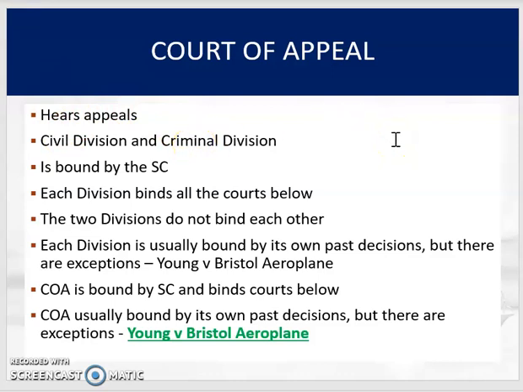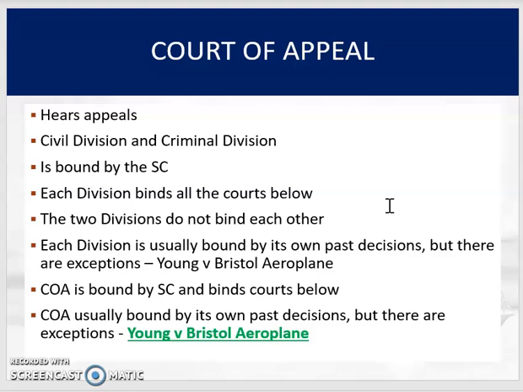Because it's beneath the Supreme Court in the hierarchy, it is bound by the Supreme Court. So it has to follow any decisions above it from the Supreme Court, even if it doesn't like that decision. It's got no choice, it is bound to follow it. Each division binds all the courts below, but the two divisions don't bind themselves. What I mean by that is the civil division of the Court of Appeal and the criminal division of the Court of Appeal don't bind each other because they're totally different areas of law.